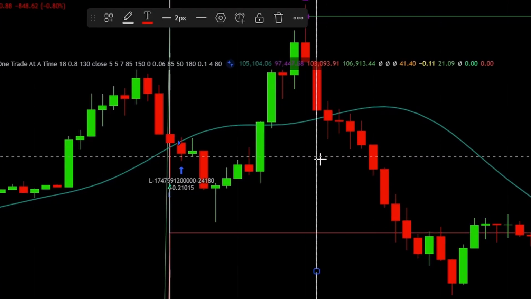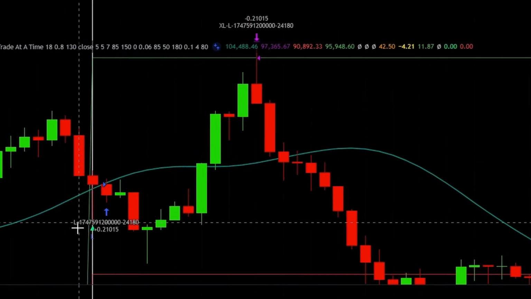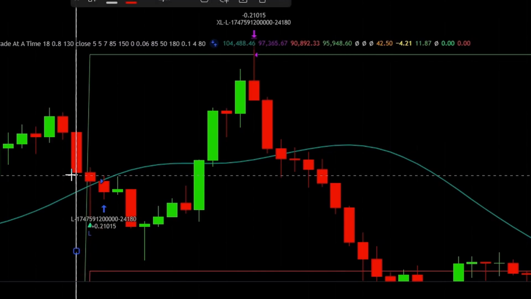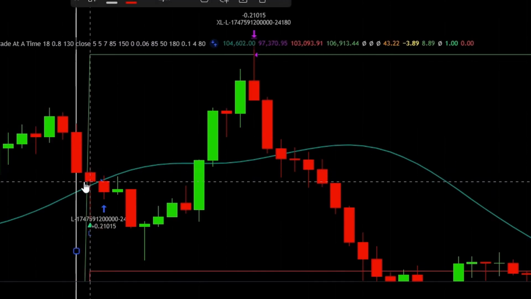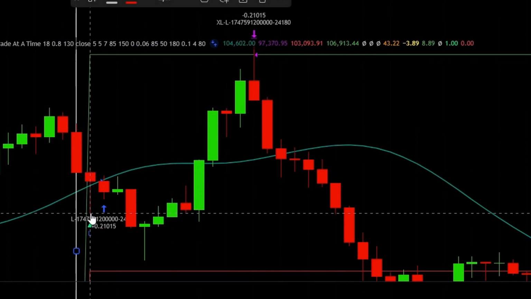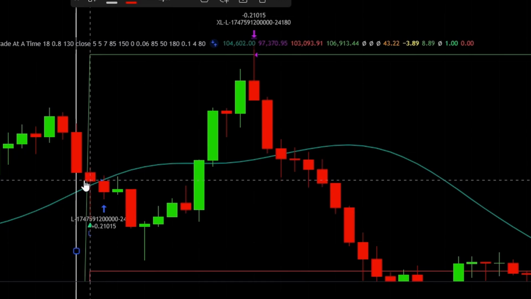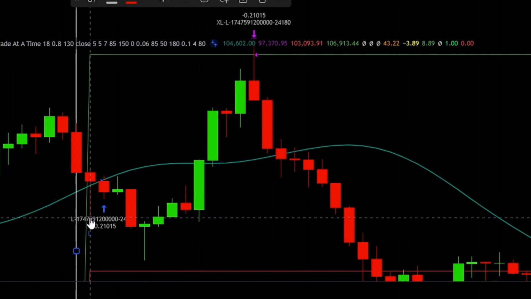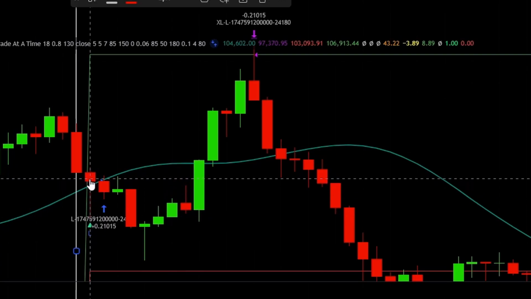Then we need to zoom in a bit. And at this point, now we are waiting for a pullback into the T3. Now there are 2 valid pullbacks. One is when the price wicks below the T3 and then closes back above it. Now that's the case here. As you can see, this candle opened here, wicked down until this point, then closed back above the T3, around here.